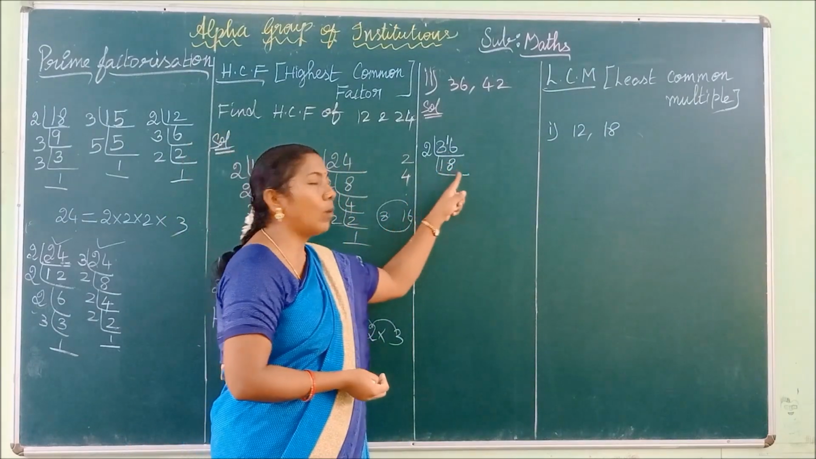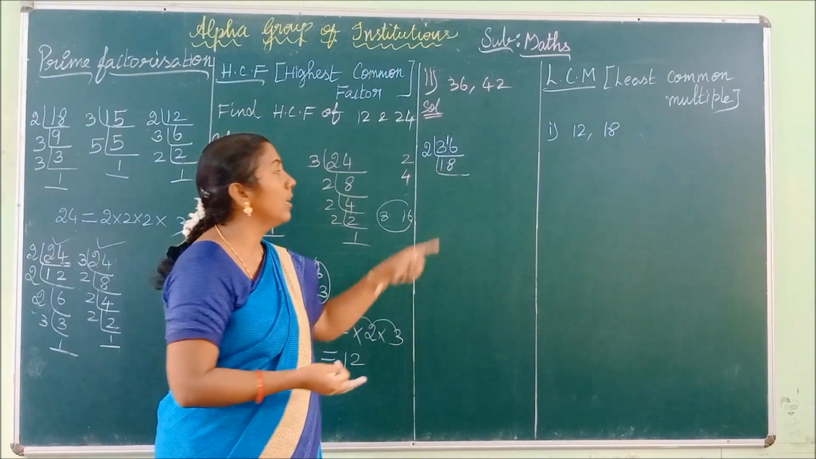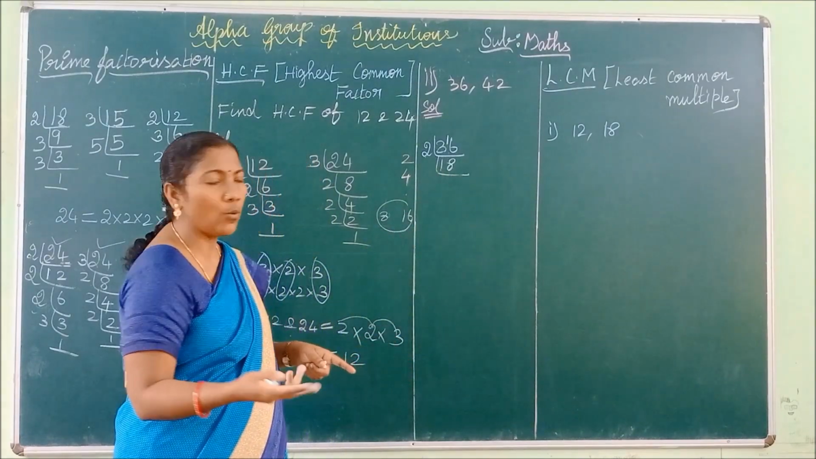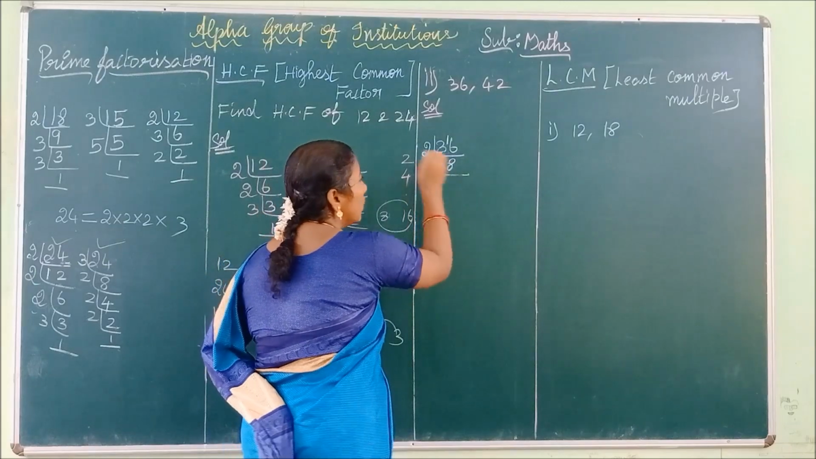Because the sum of the digits 1 plus 8 is 9, it is divisible by 3. It is an even number, so it is divisible by 2 also. Here I am choosing my divisor as 2.